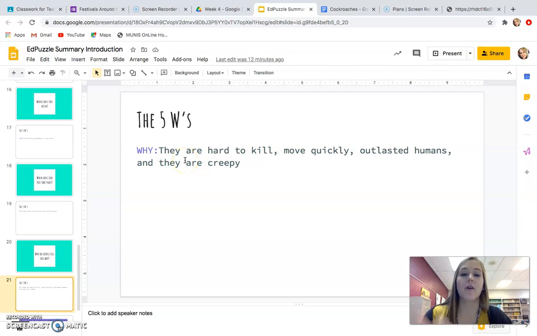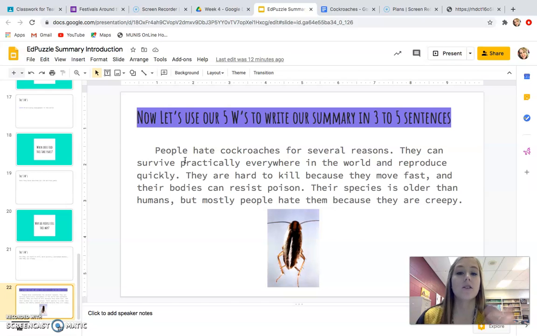So now that we have found the who, the what, the when, the where, and the why of the article, we're going to take all these things and put them together in 3 to 5 sentences that tell what the passage was about. So here's an example. People hate cockroaches for several reasons. So there's our who, people, and our what, they hate cockroaches.